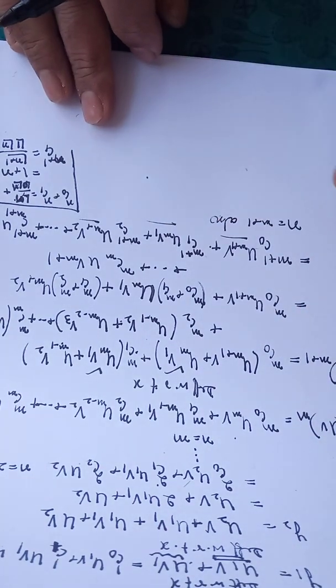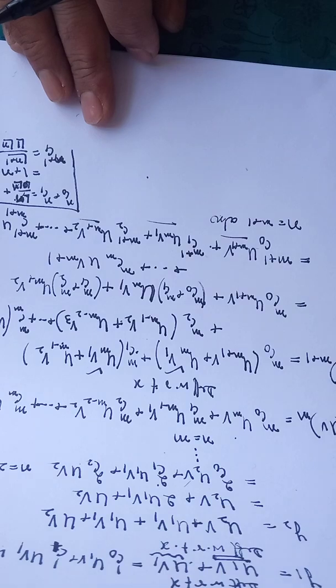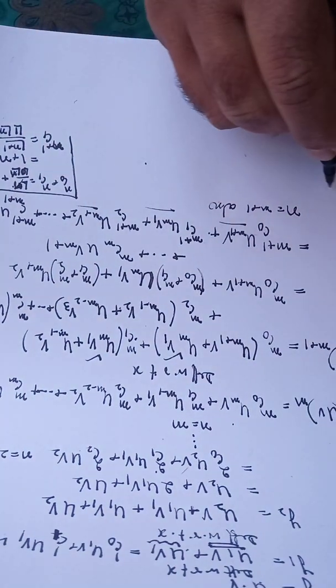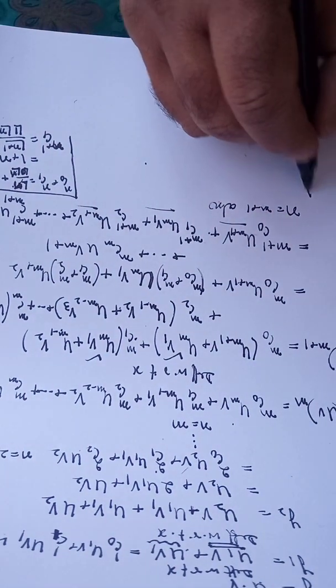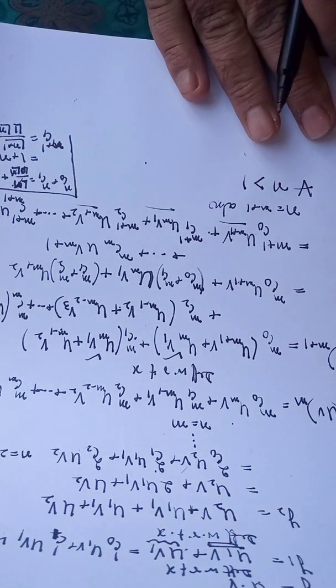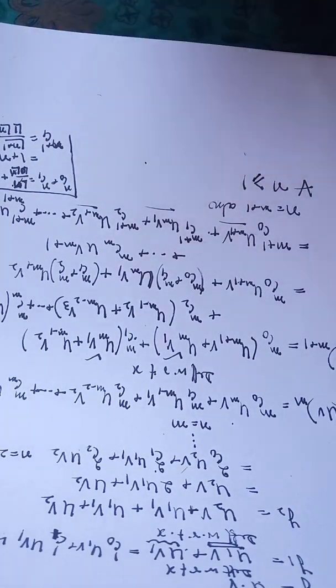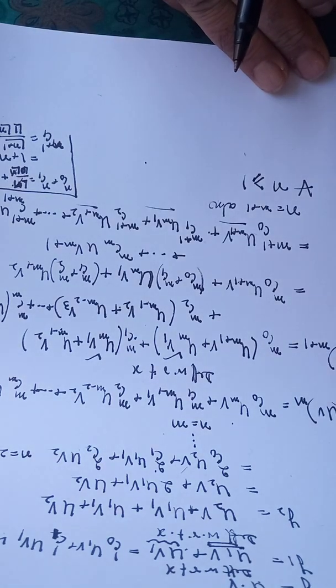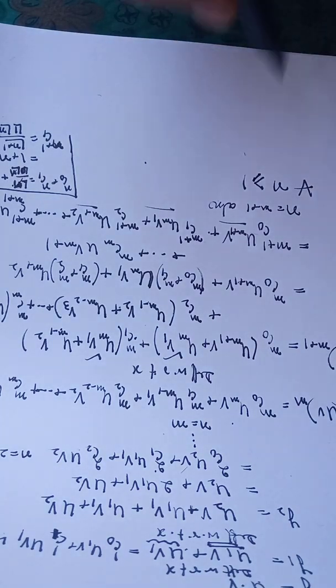Since we have already verified the result for n equal 1, 2, 3 and so on, we conclude that the result is true for n greater than or equal to 1, because we are finding y1 also. So this shows the result is true.